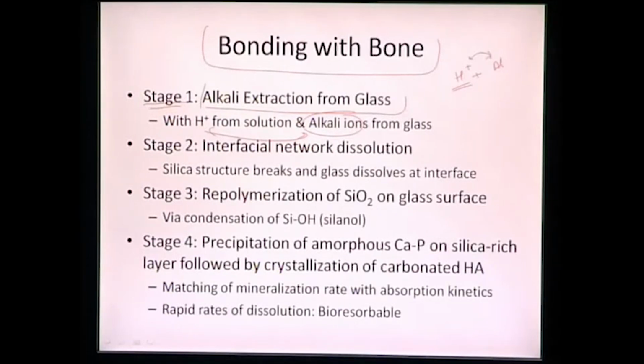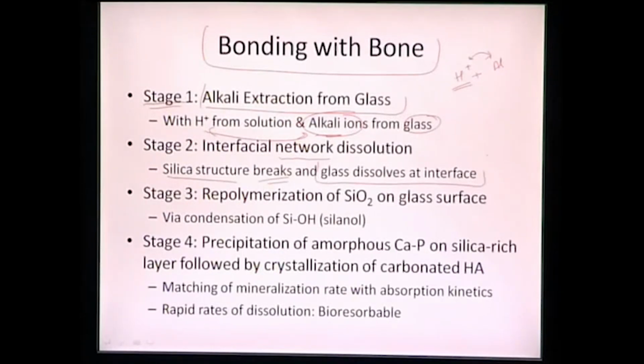So that is what will happen in the first stage: the alkali will start getting dissolved, forming a combination with hydrogen ions, and that's how it will remove the alkali ions from the glass. And second, once the alkali ion is removed, it will break the silica structure. All the network we had in the silica because of the alkali ion will start deteriorating, and the glass will start dissolving at the interface.